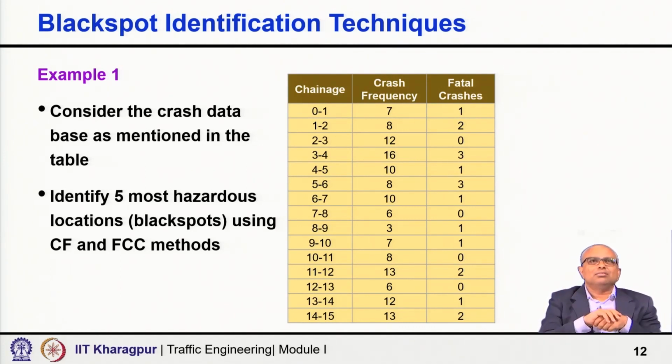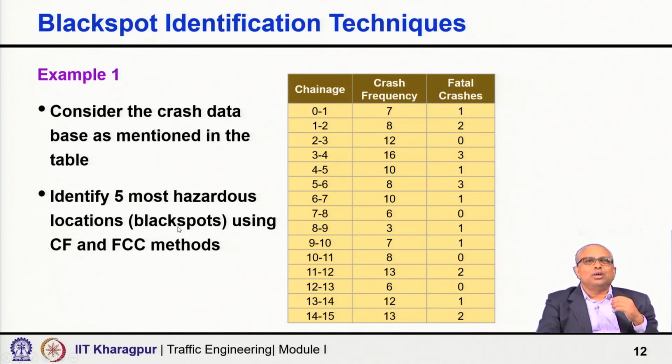Let us take an example. Consider the crash data as given in the table and identify the 5 most hazardous locations or black spots using the crash frequency and fatal crash count methods, CF and FCC. Here I have taken 1 kilometer segments, so 0 to 1, 1 to 2, 2 to 3, like that. The data is given up to 15 kilometers, every kilometer. The crash frequency, the total number of crashes, and the fatal crashes are also known.